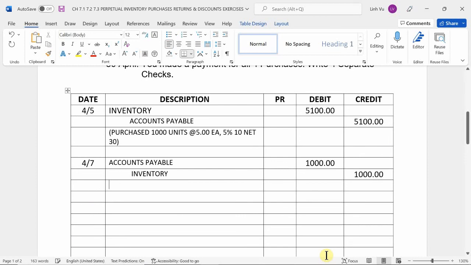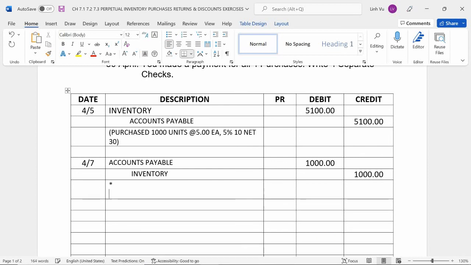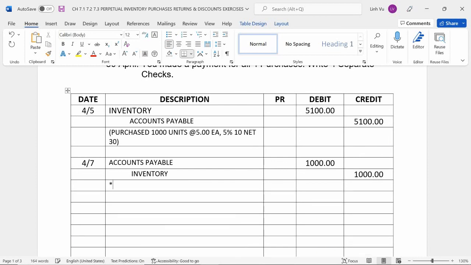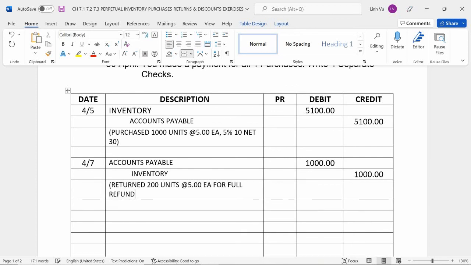So again, I'm going to make a note here that we returned 200 units at $5 each for full refund. Okay.